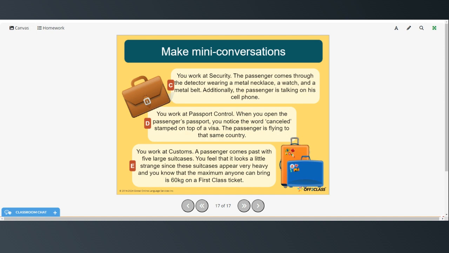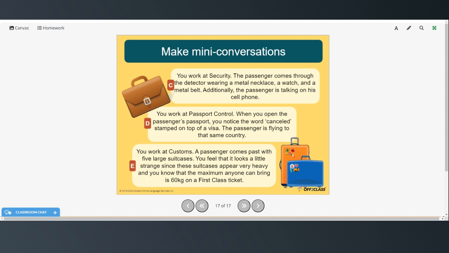You work at passport control. When you open the passenger's passport, you notice the word canceled stamped on top of a visa. The passenger is flying to that same country. So again, you can write a dialogue as to what kind of conversation the passport control officer might have with that passenger.